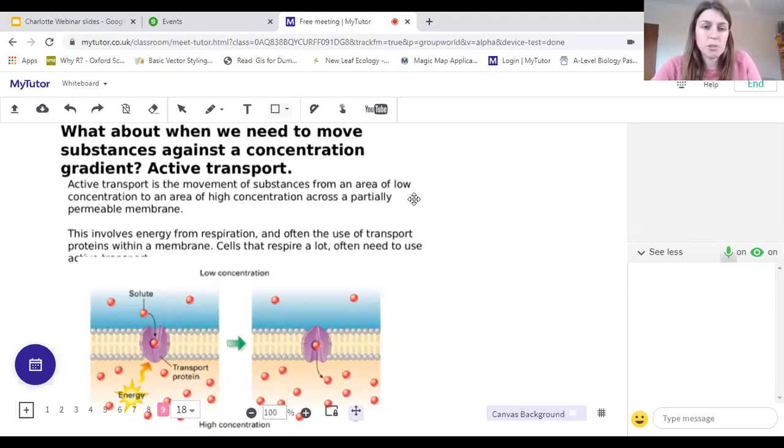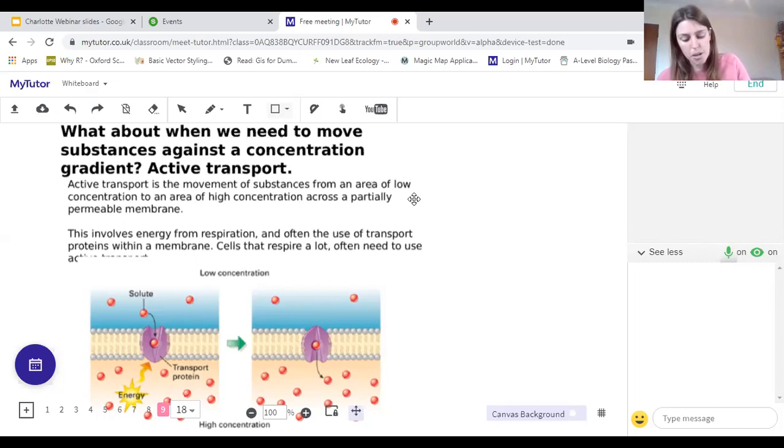So active transport is the movement of substances from an area of low concentration to an area of high concentration across a partially permeable membrane. So it's the opposite, it's going the opposite way. This involves energy from respiration. That's where the energy comes from, and often the use of transport proteins within a membrane.